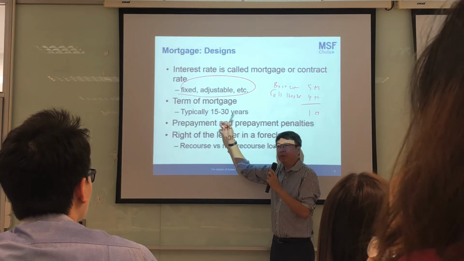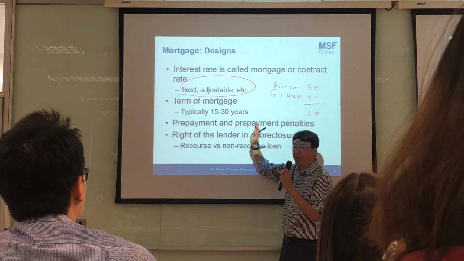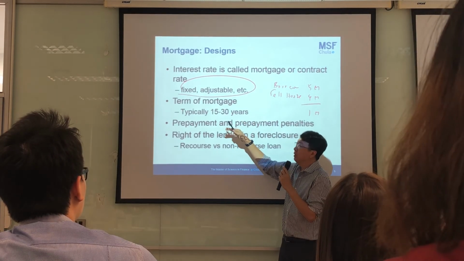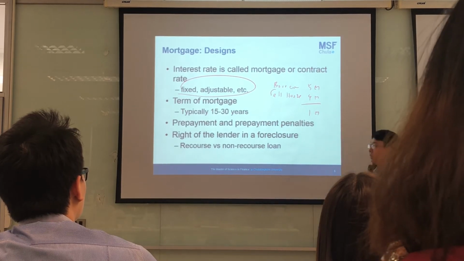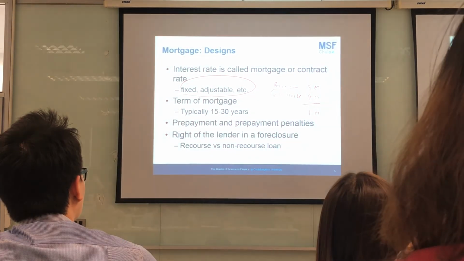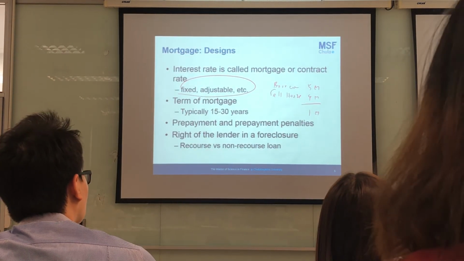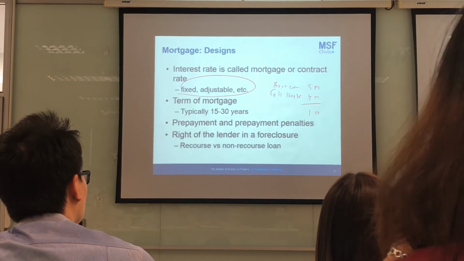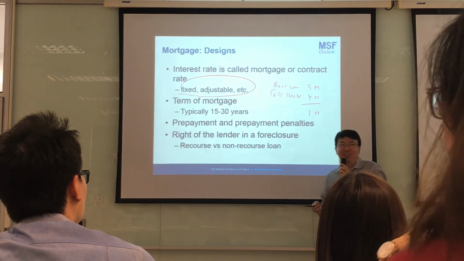In other countries, they may have a longer loan term than this. In European countries, maybe up to 40 years. The highest one, can you guess? Japan. The term can be up to 100 years. I don't know the reason.